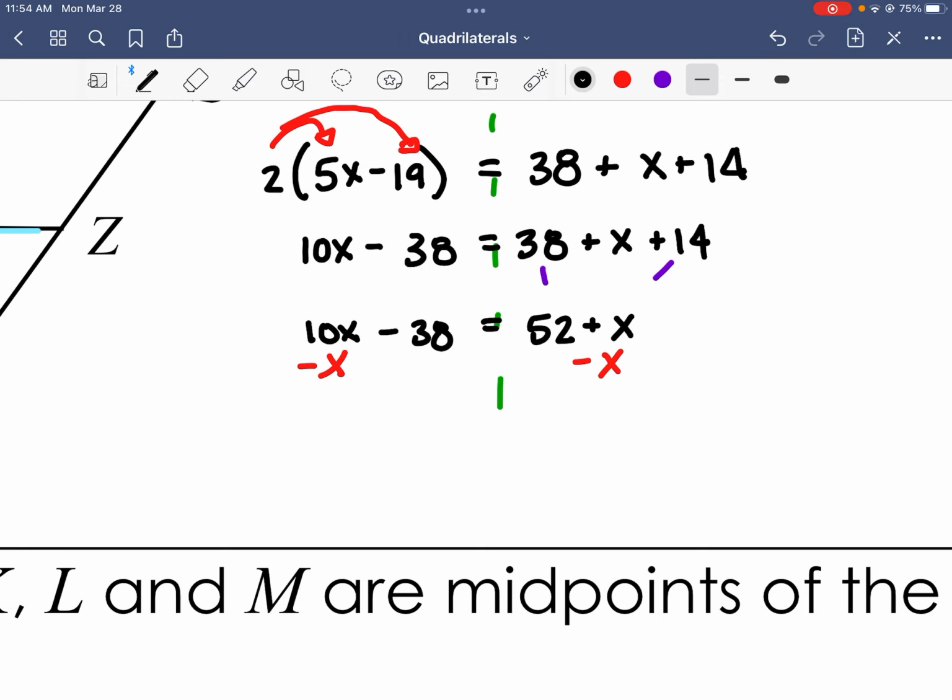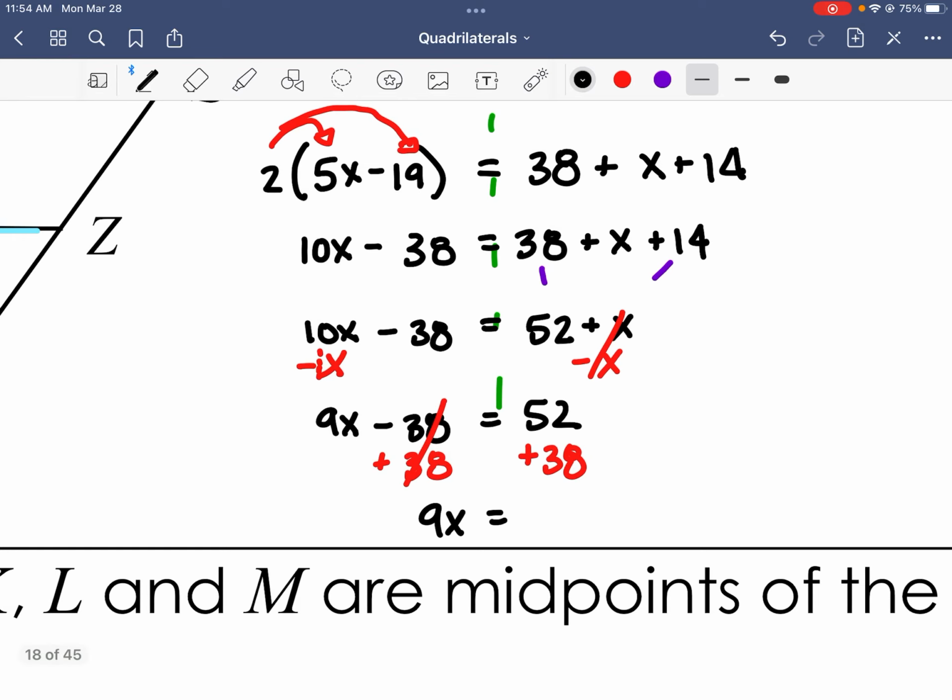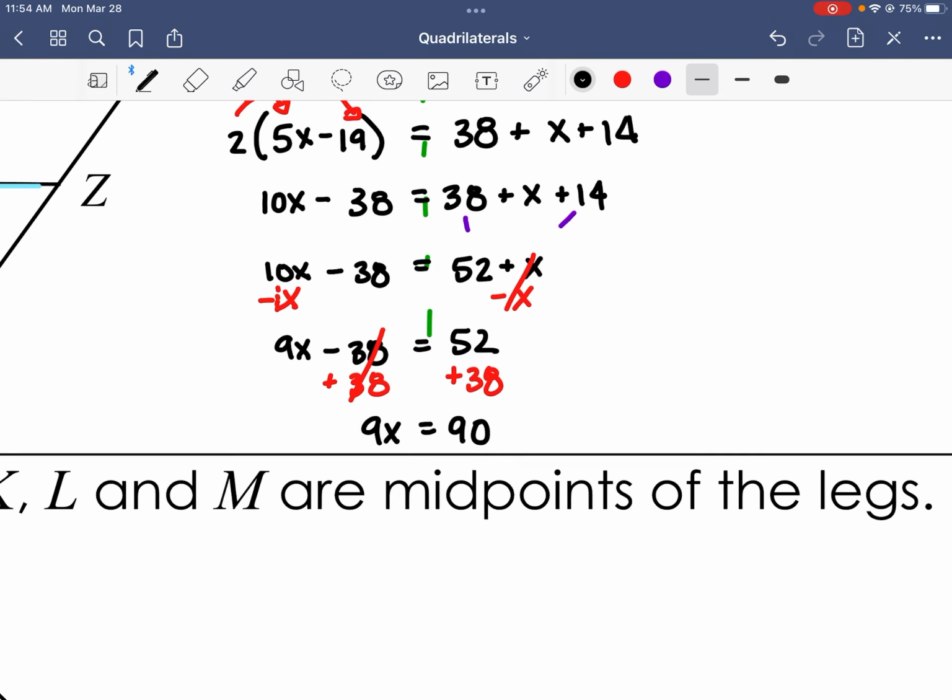And what I do to one side, I do to the other side. 10x minus 1x, because it's only one of them. Remember, there's like an imaginary 1 right here. Gives me 9x minus 38 equals 52. I'm almost done. I want to get x by itself, so I'm going to move over this negative 38. It's subtracting, so I'm going to add 38. That cancels out. This cancels out. And I get 9x equals 90.